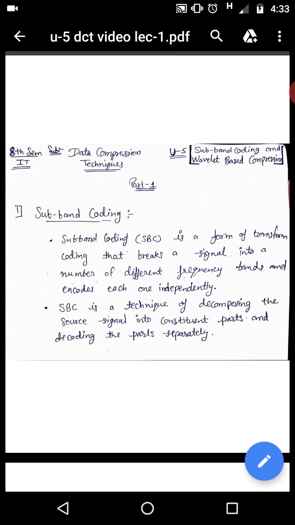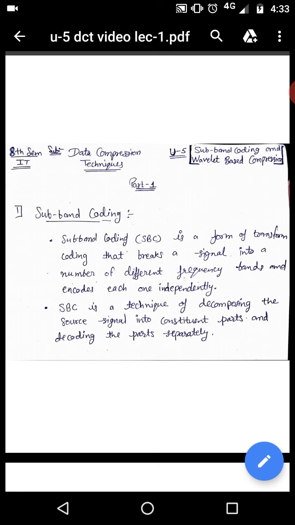Firstly, I will discuss subband coding. What is subband coding? Subband coding is a form of transform coding that breaks a signal into a number of different frequency bands and encodes each one independently. Subband coding is basically a technique of decomposing the source signal into constituent parts and coding the parts separately.